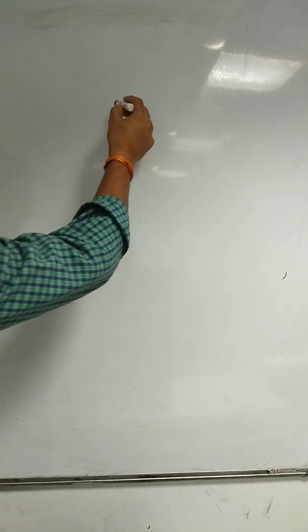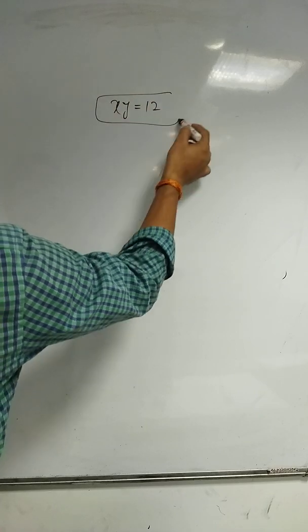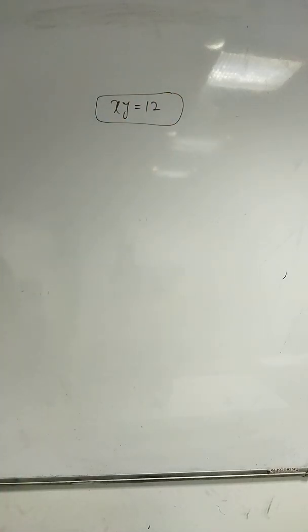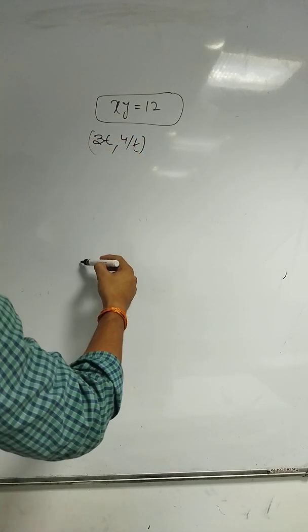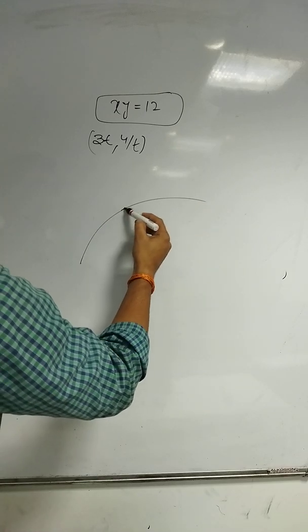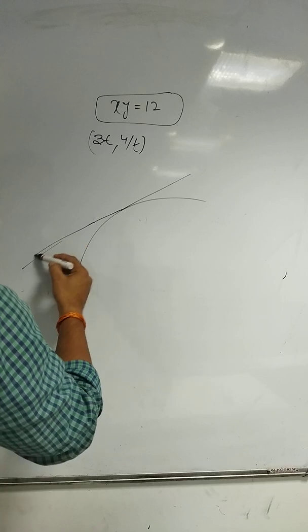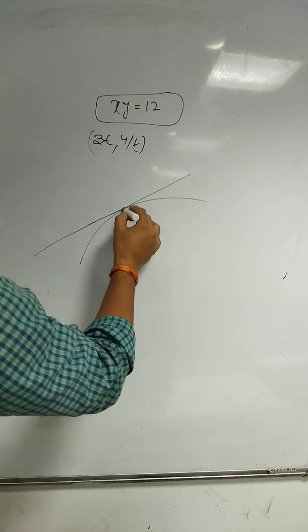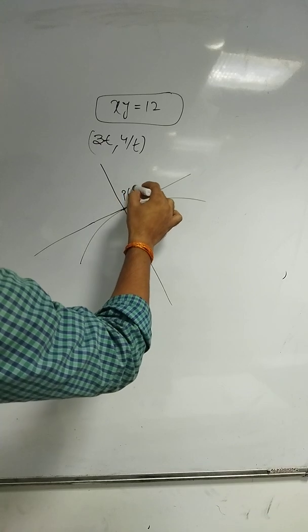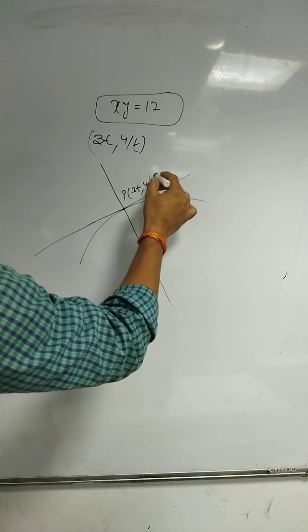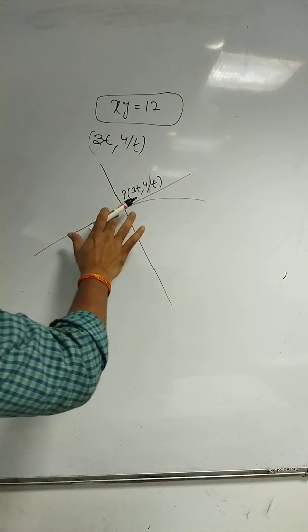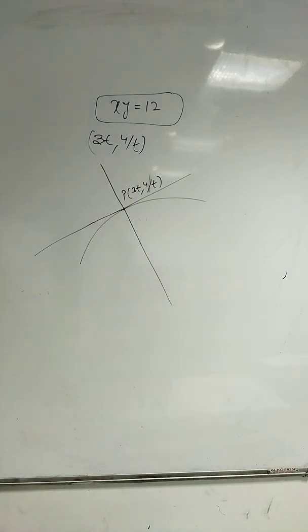Okay, so next one is, if the normal at a point (3t, 4 by t) on the curve xy is equal to 12. Look, on the curve xy is equal to 12, there is a point (3t, 4 by t), and there is a normal at this point. We are just drawing a rough graph, and this is the normal at point P, (3t, 4 by t). So this normal is cutting this curve again at another point.